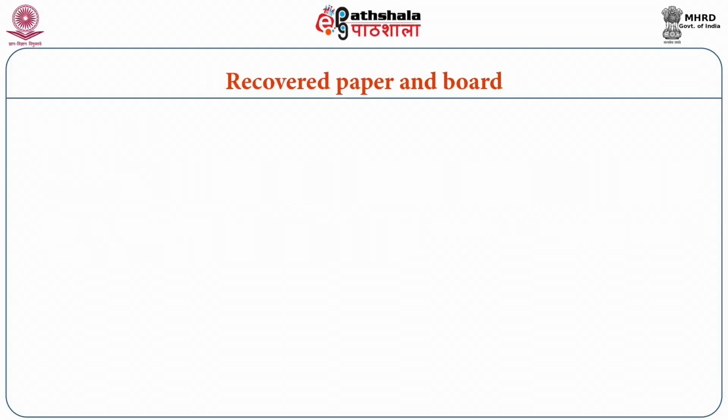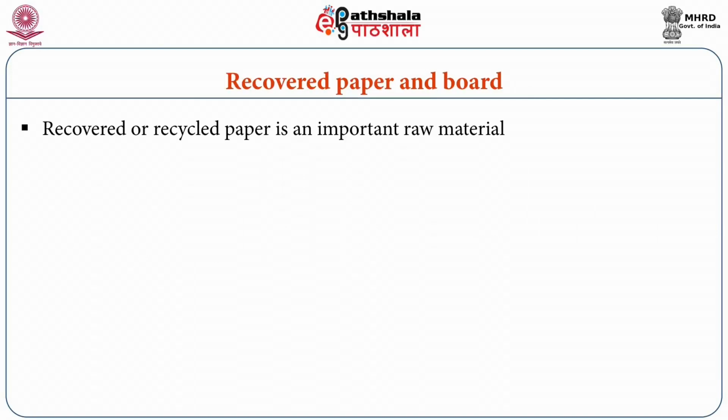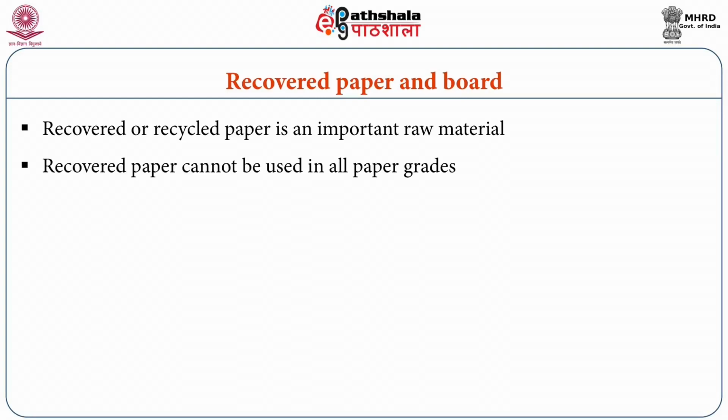The next section of the module is recovered paper and board. The recovered or recycled paper is an important raw material in terms of volume and utilization in the paper industry in many countries. The recycling of paper is an example of sustainable use of resources. Although recycling is both economically and ecologically sound, recovered paper cannot be used in all paper grades. The final production process for recycled paper is the same as the process for paper made from primary fibers.